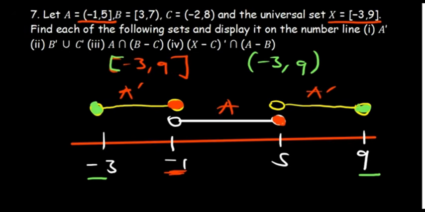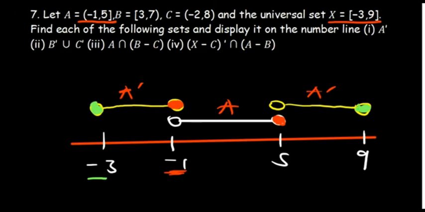Okay, so let's focus on what we've been given. We've displayed it on the number line already. Now how do we get to list it? So our A complement in this case is equal to, so we're moving from -3 all the way up to -1.